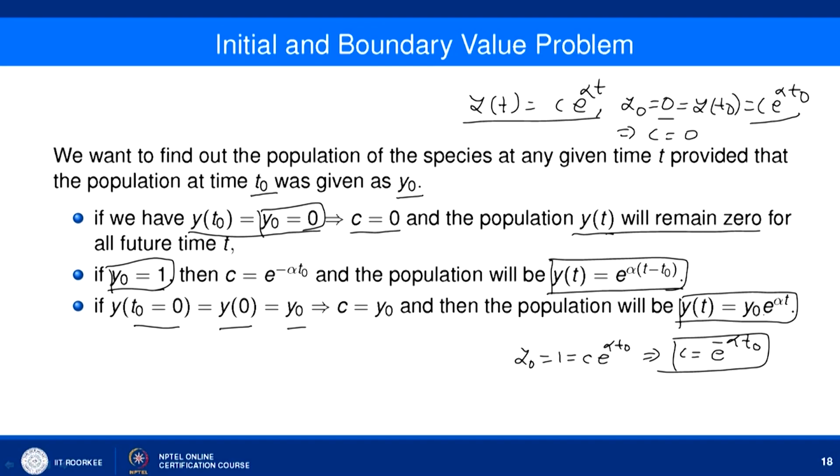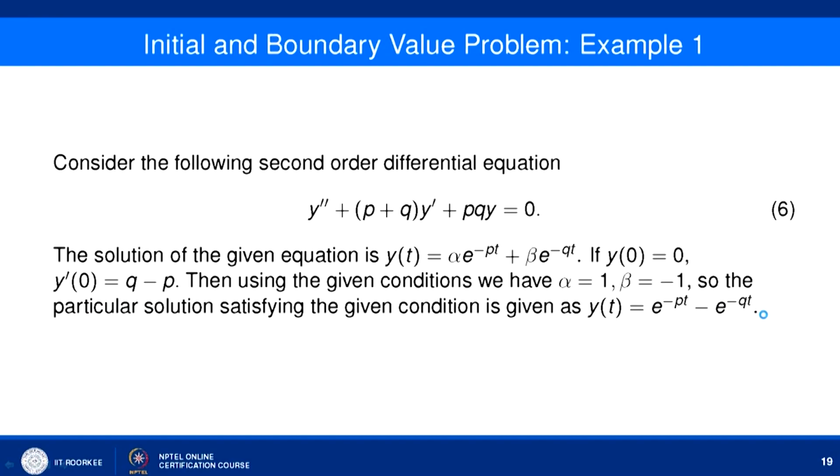So, now look at the next example. Consider the following second order differential equation: y double dash plus (p plus q) y dash plus p q y equal to 0. This is a second order differential equation with constant coefficients. Here p and q are constants. So, we can find the solution of the given equation as y t equal to alpha e to power minus p t plus beta e to power minus q t.